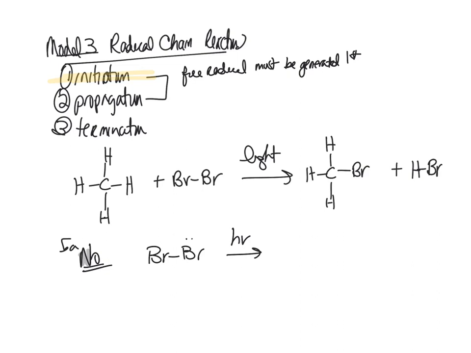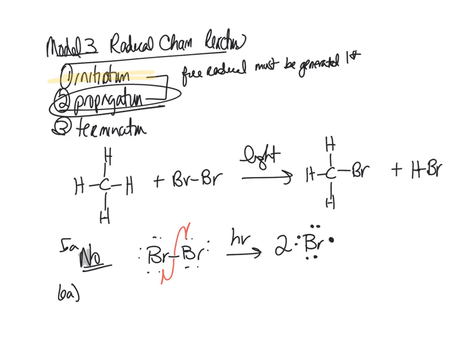Use curved arrows, single barb, to show this initiation step. So of these electrons, one goes with that bromine, the other one goes with that bromine, and you get 2 bromine radicals. And that's your initiation step. Okay, 6A, what's the second step called? Propagation, okay?